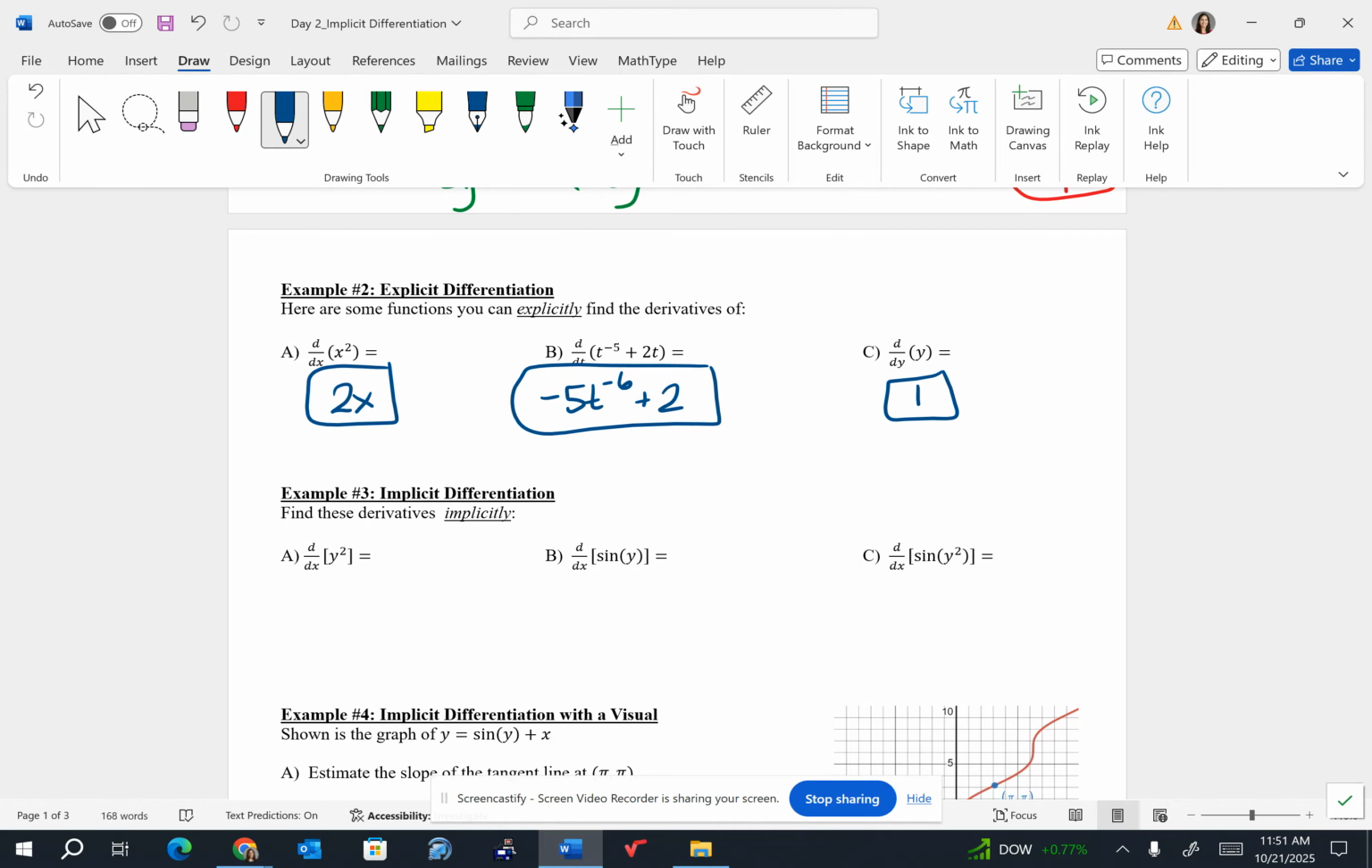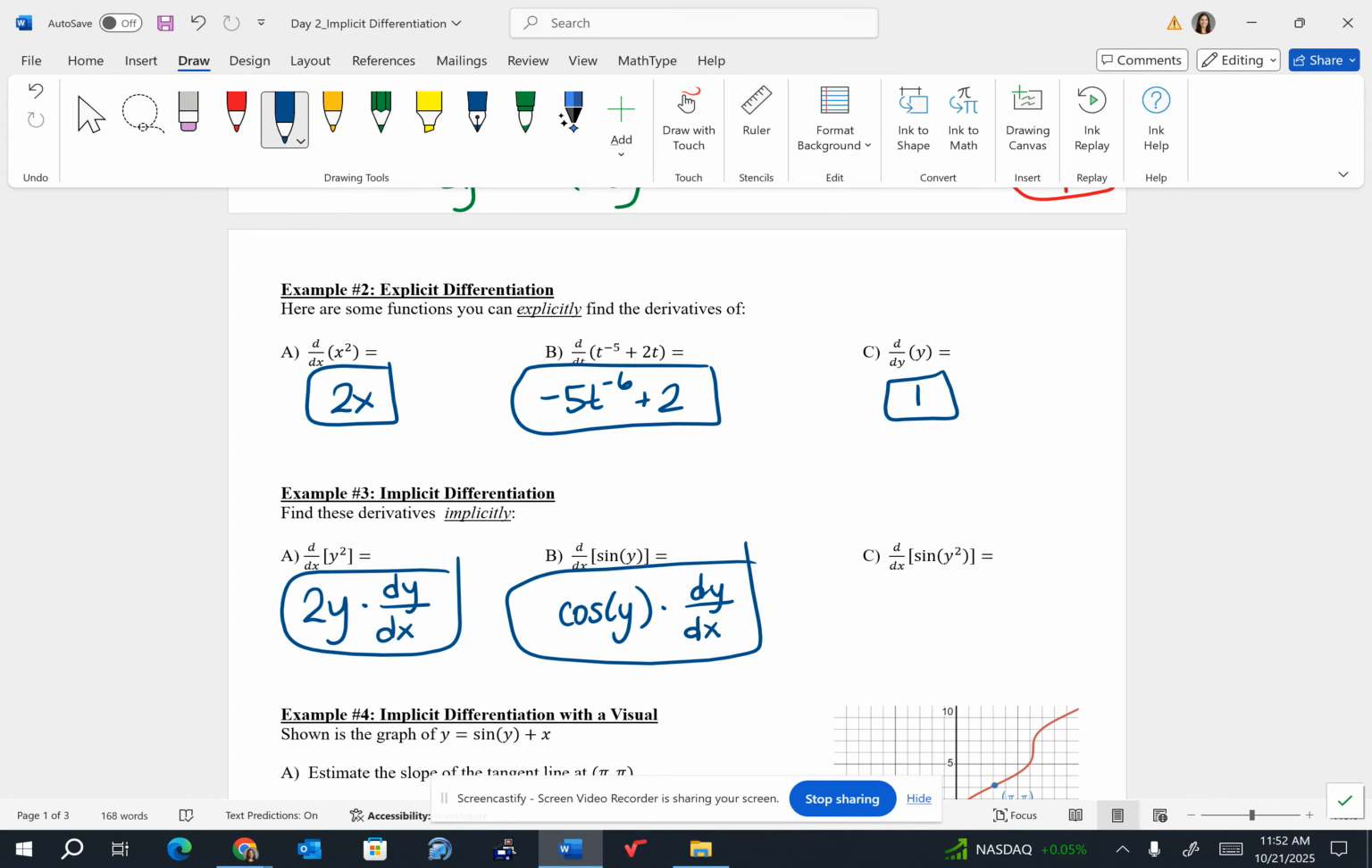So this says d dx of y squared. The variables don't match up, so we find the derivative of y squared, which is 2y, and then we have to multiply by the derivative of y, which is dy dx. The next one, the derivative of sine y is cosine y, but because the variables don't match up, we need to multiply by the derivative of y. And then the last one, there's a little bit of chain rule. So the derivative of sine of y squared is cosine of y squared. But then the derivative of y squared is actually what we did in part A. It's 2y dy dx.